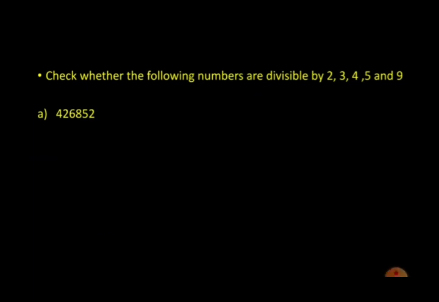4,26,852. Now we have to check by divisibility rule of 2. Here the ones place, what is the ones place? The ones place digit is 2. 2 is divisible by 2. So what we can say, the whole number 4,26,852 is divisible by 2.